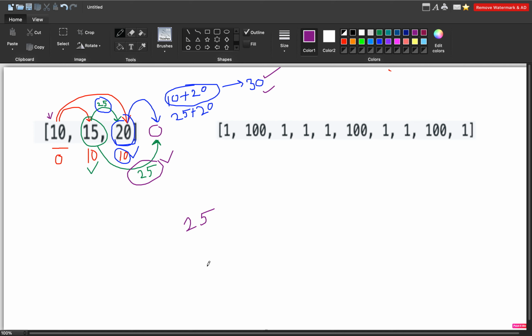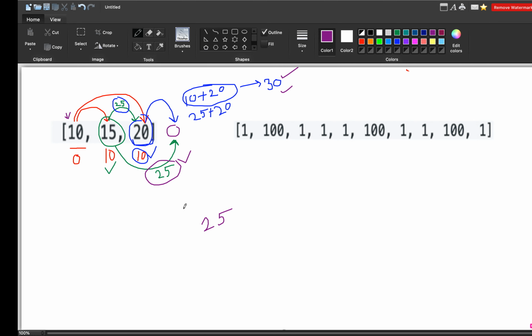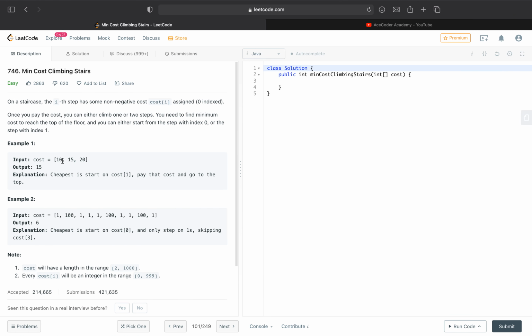But can we do better? Is it possible that we can do better also? Like, can we achieve a cost less than 25 also? So let's see that test case too.